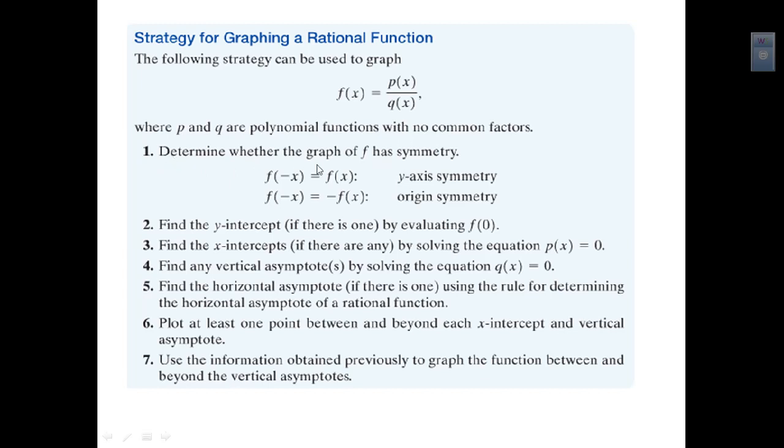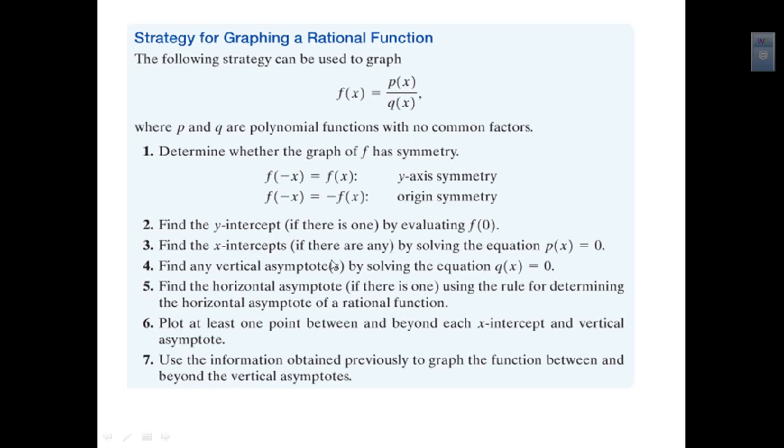The first one here, determine whether the graph of f has symmetry. You can do that. You don't have to do that. It's not that big a deal. Find the y-intercept. That is very important. So you're going to plug in x equals 0 and find out that's 1 point right there. If it's undefined, that means that it does not cross the y-axis. So you don't have one. That's where the if there is one comes in.